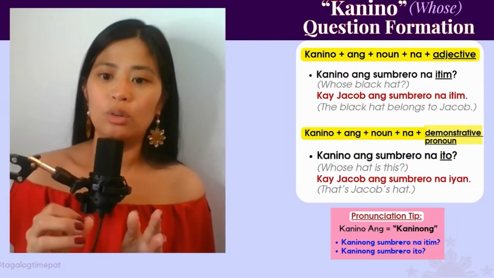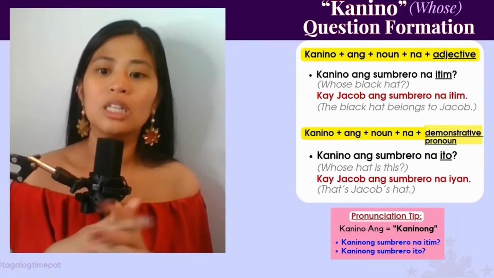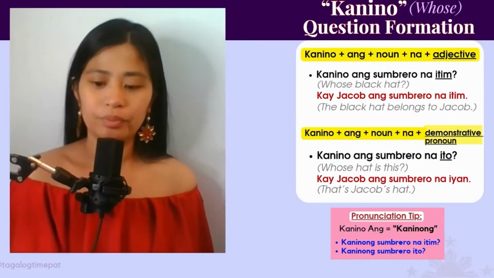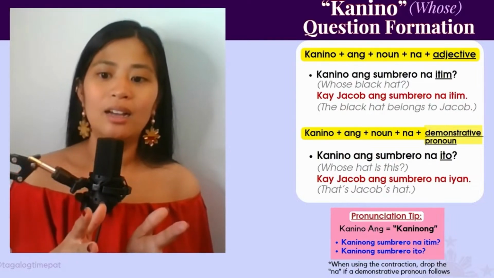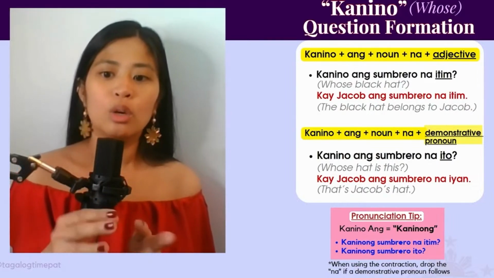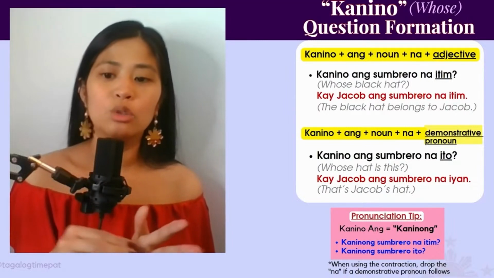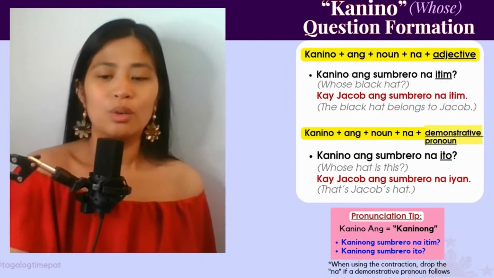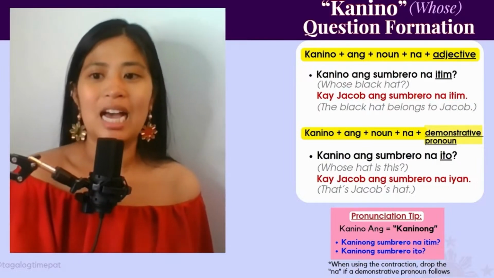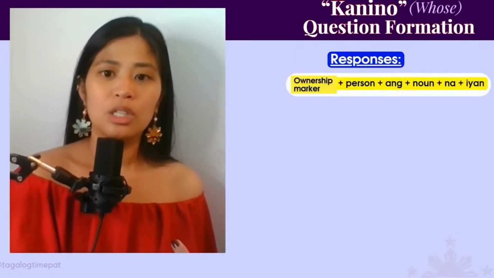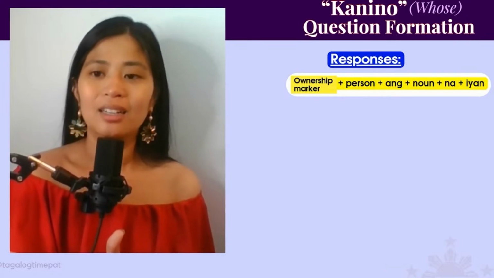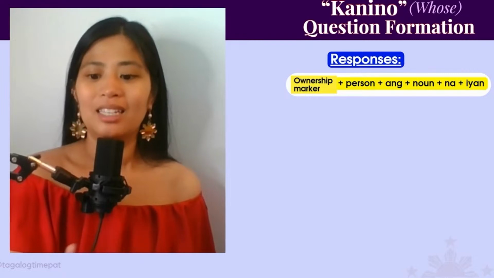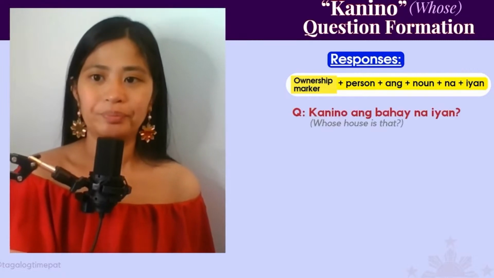It would be kaninong. Kaninong sombrero na itim. Or kaninong sombrero ito. All right, when using the contraction though, you drop the na if there's a demonstrative pronoun. So kaninong sombrero ito, you wouldn't say kaninong sombrero na ito. So that's just one thing. It's kind of redundant when you add the na again. So just to respond, you would use an ownership marker, then the person, then the word ang, then the noun, then na iyan.